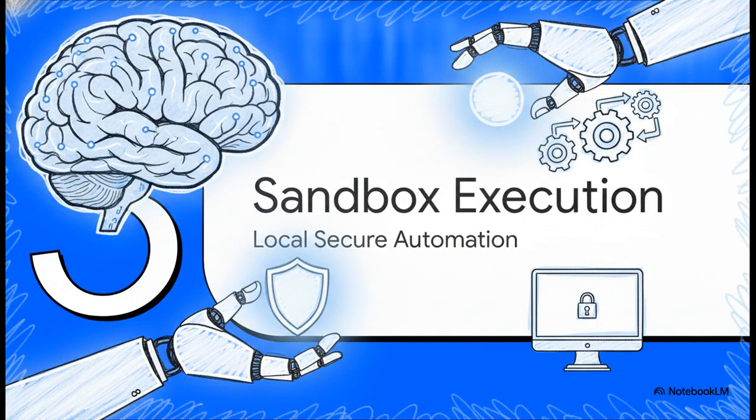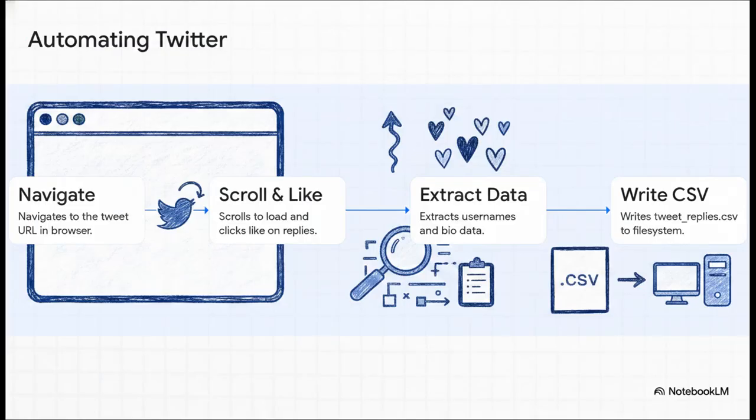Section 3. Executing tasks in the sandbox. It is fascinating to watch how a plain language request turns into a sequence of real actions. Imagine you tell the agent, hey, open this Twitter thread, like all the replies, and extract the user details into a CSV on my desktop. OpenWork maps this out entirely.